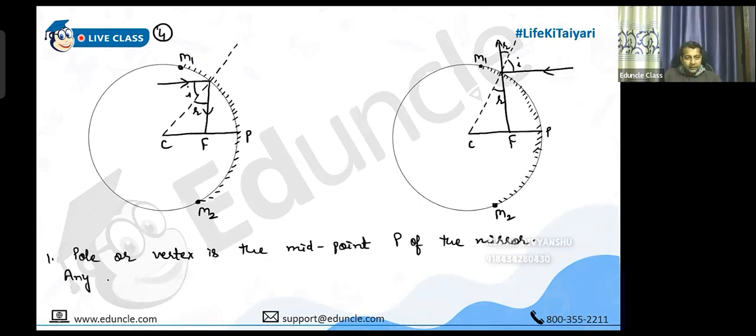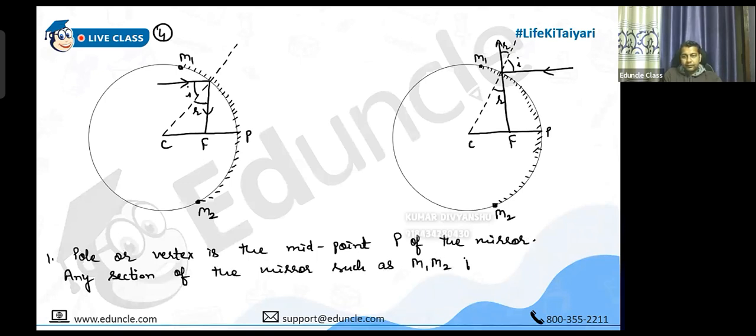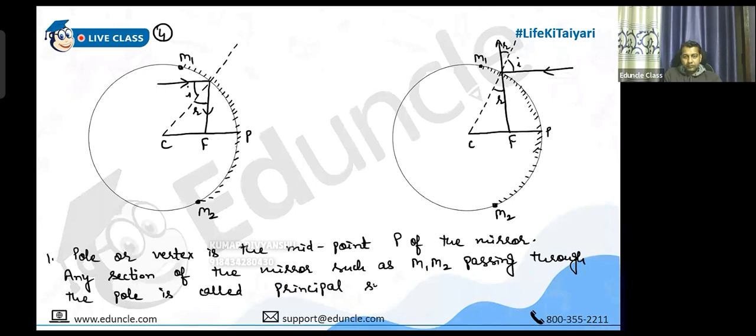And any section of the mirror is called a principal section. Okay. Now what is center of curvature? This C. It is the center of the spherical portion of which the mirror is a part. Okay. It is the center of the sphere of which the mirror is a part.